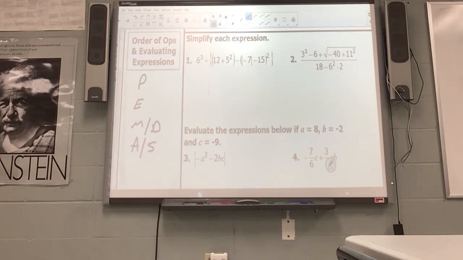Exponents, good. And then M/D, multiply, divide, and those are equal. That's why I put them together by each other. So if you have both, which one do you do first? Divide. Left or right? You go left or right, whichever one's first on the left.